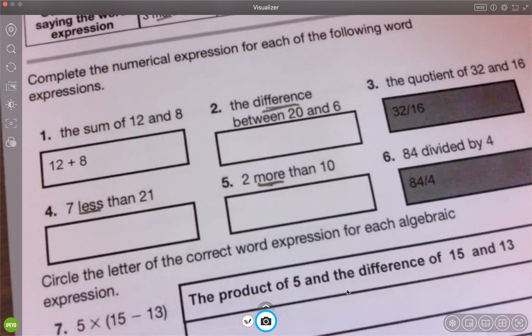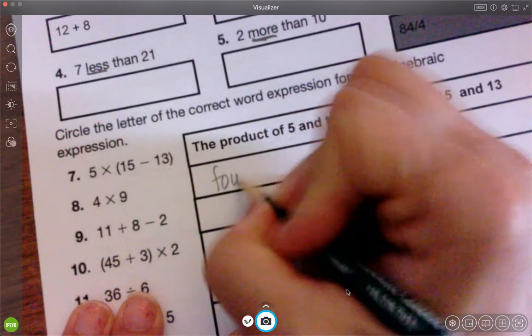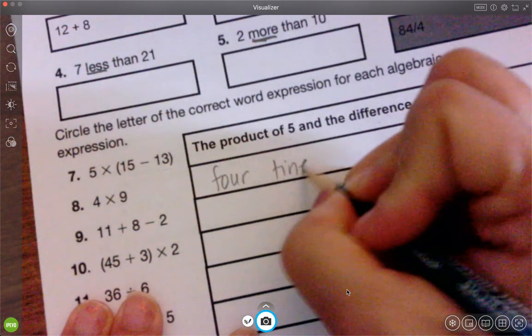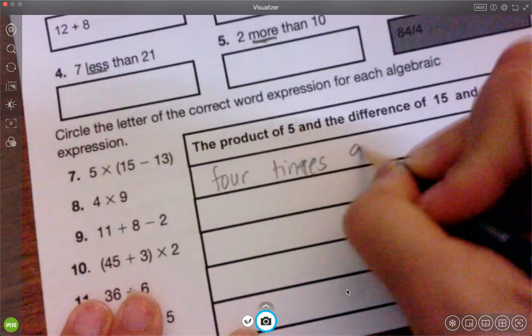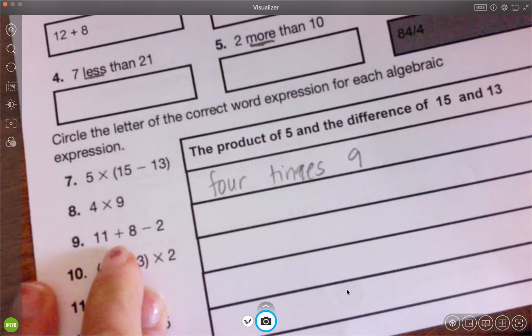Now down here, you're writing them in word form. The product of 5 and the difference of these two, right? So here, how would I write this one? How would I write 4 times 9? All you have to do is write it in word form. 4 times 9, right?